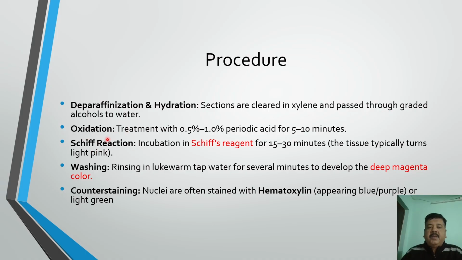Next is oxidation: treatment with 0.5 to 1% periodic acid for 5 to 10 minutes. The third step is the Schiff reaction: incubation in the Schiff reagent for 15 to 30 minutes. The tissue typically turns light pink. The fourth step is washing, rinsing with lukewarm water for several minutes to develop a deep magenta color. Fifth step, counterstaining: nuclei are often stained with hematoxylin, appearing blue, purple, or light green.